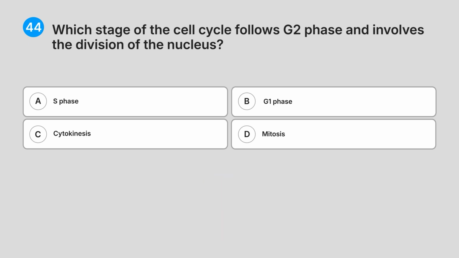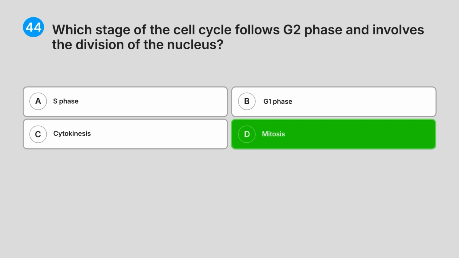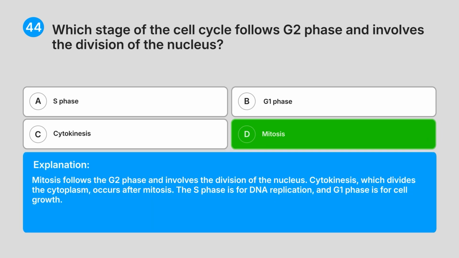Correct. Answer. D. Mitosis. Explanation. Mitosis follows the G2 phase and involves the division of the nucleus. Cytokinesis, which divides the cytoplasm, occurs after mitosis. The S phase is for DNA replication and G1 phase is for cell growth.